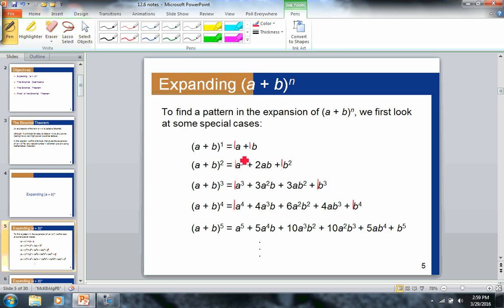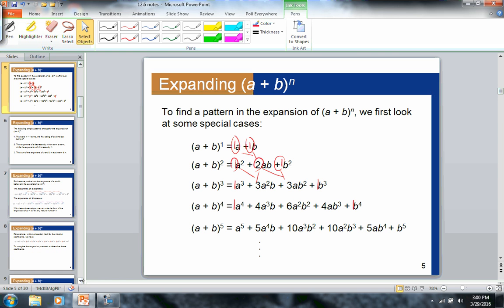So the outside numbers are always going to have the 1s. And then this middle number here you get by adding these two together. So if I add the 1 and the 2, I get the 3. If I add the 2 and the 1, I get this 3.